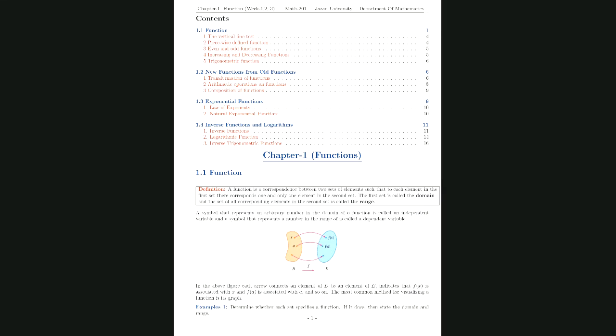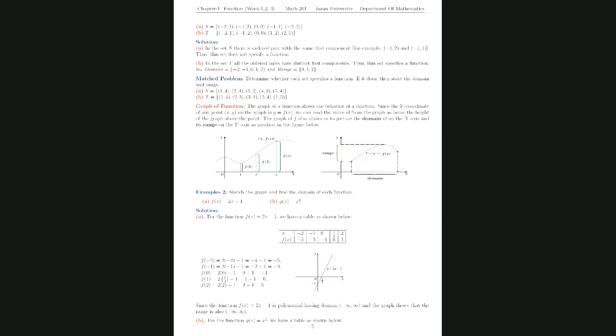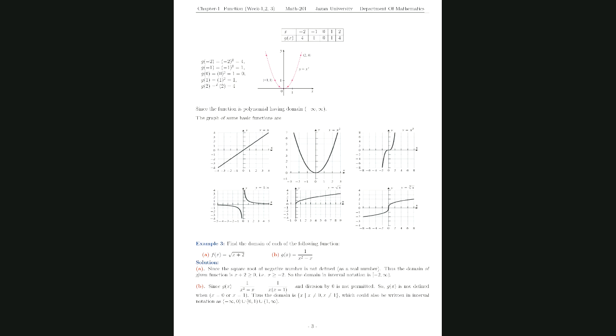So last lecture I explained the function, and today I repeated the definition of function again. Now you understand clearly the definition of function, okay? So now you understand the definition of function, domain, range, and codomain.